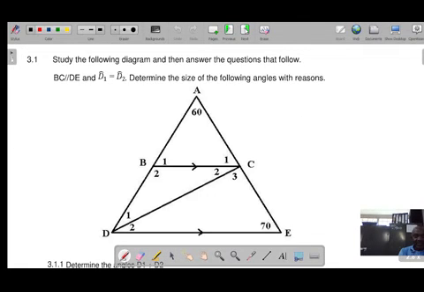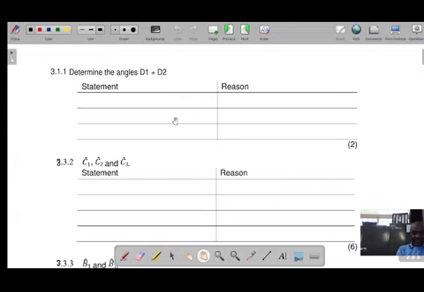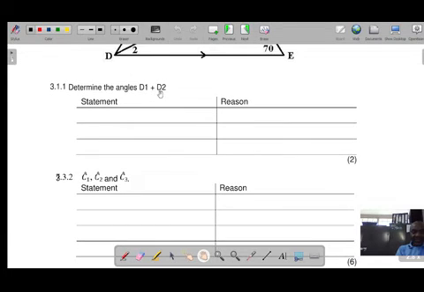Okay, next page. Study the following diagram and then answer the questions that follow. Given that BC is parallel to DE, and angle D1 equals angle D2. Determine the size of the following angles with the reasons. Whatever we do must have reasons. Otherwise, stop there if you have no reason. So determine D1 plus D2.